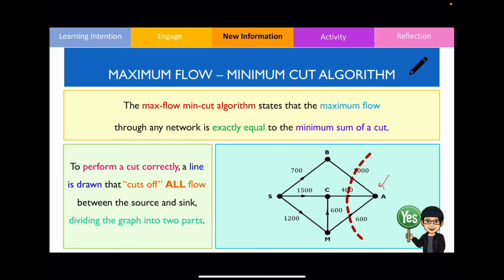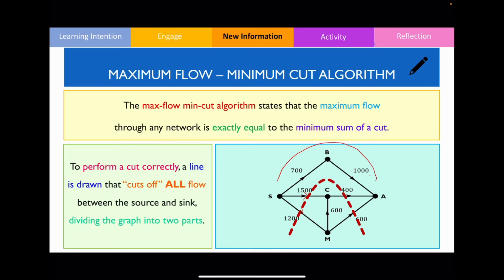An example of an invalid cut will be something like this. In this particular example up here, notice that although it disconnects all the flow from this route, it's still possible for the water to flow from the source to the sink through this particular pathway. So in this example, we say that it's an invalid cut. In this video, it's really important that you know how to draw a cut correctly in order to find out what the maximum flow is.